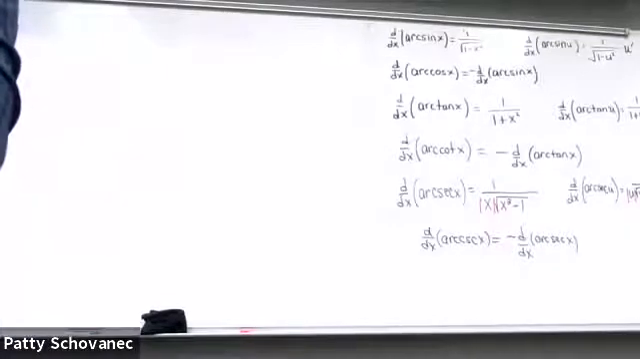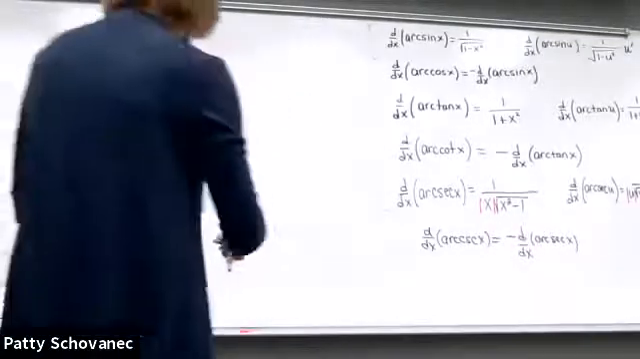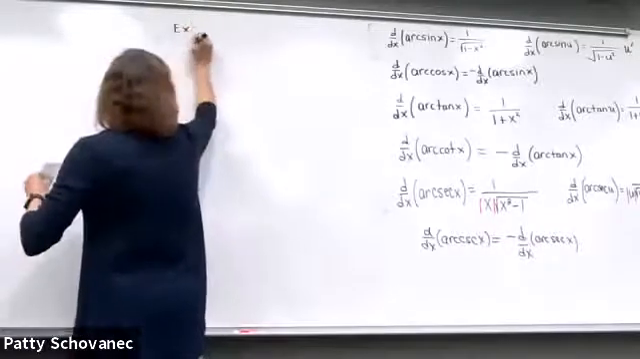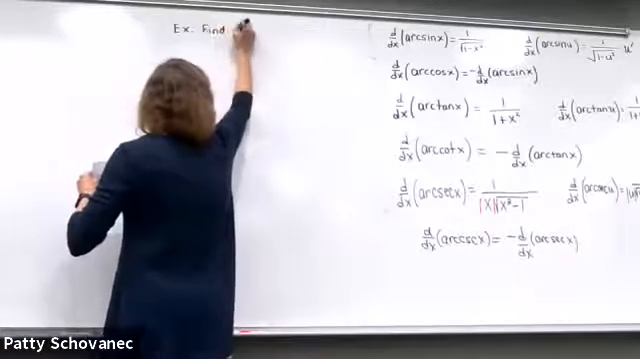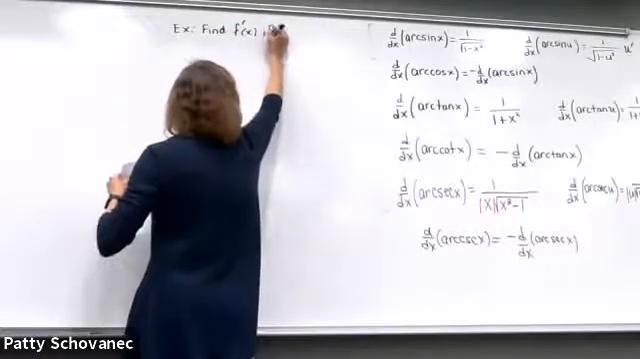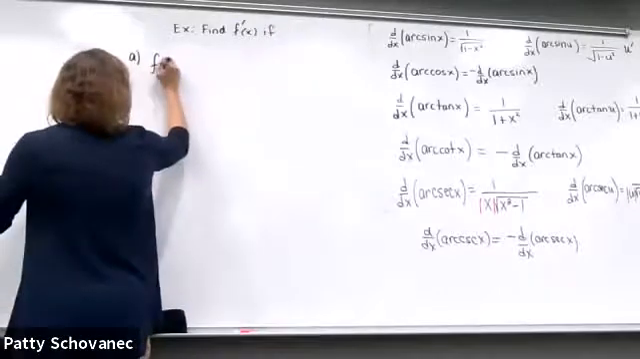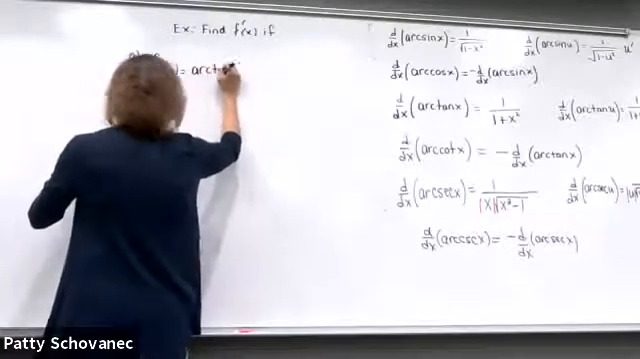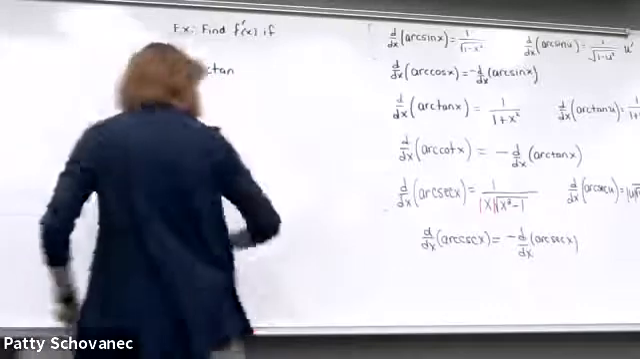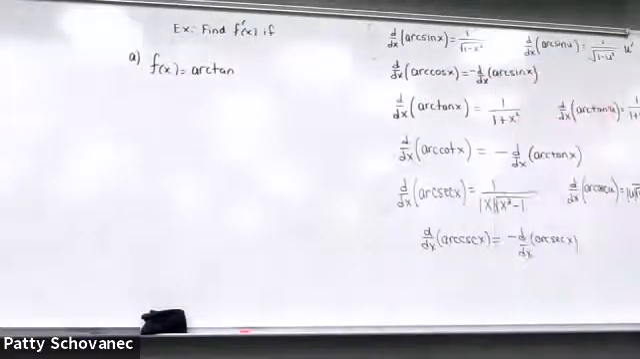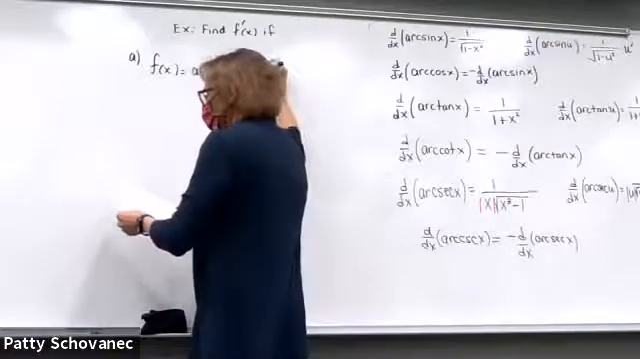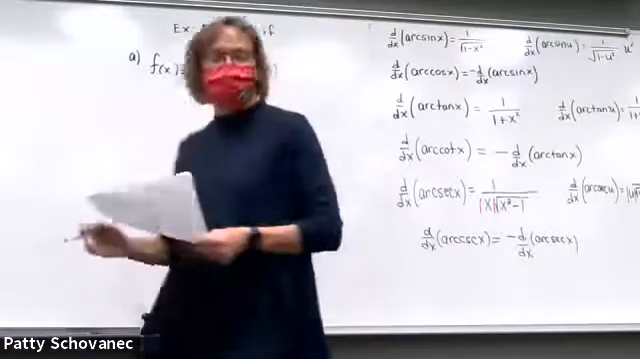And let's see if you can find a derivative here. Find f prime of x if, in part A, f of x is the inverse tangent of 10x squared. Let's just do that one first.